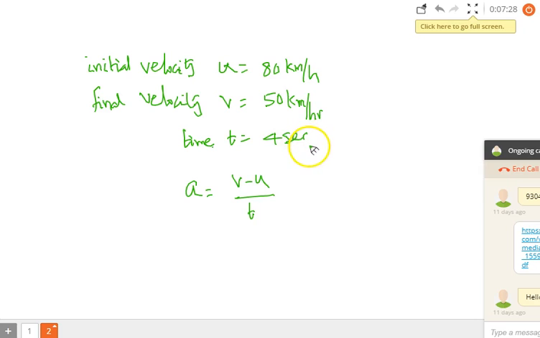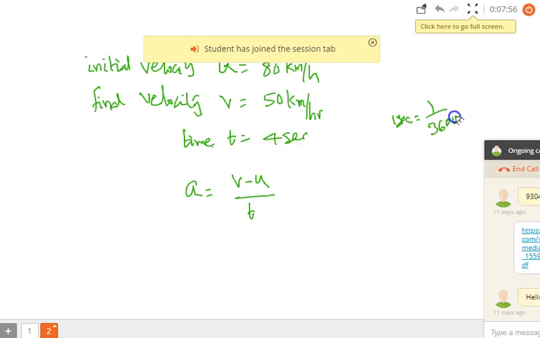We can convert 4 seconds into hours, because for 2 marks questions we have to spend only 2 minutes, not more than that. If it is minutes per second, you have to convert this also into minutes per second, then acceleration in minutes per second square will come. Here 4 seconds converts into hours. So 1 second is how many hours? 1 by 3600 hours.